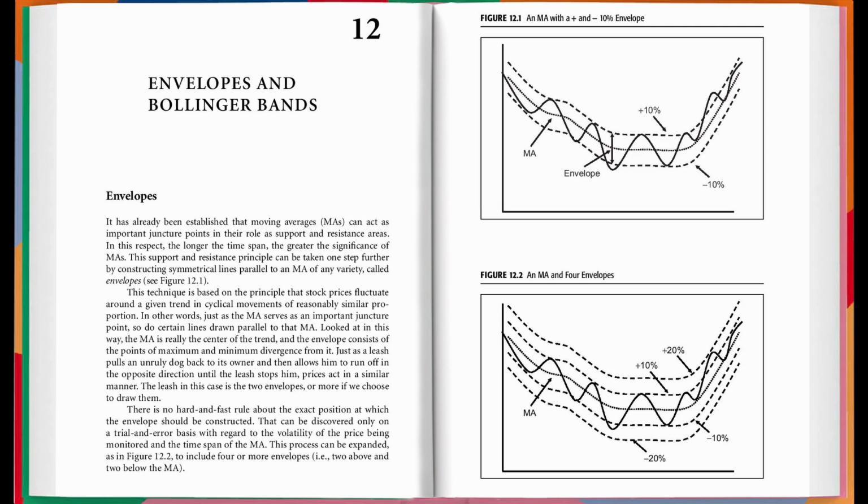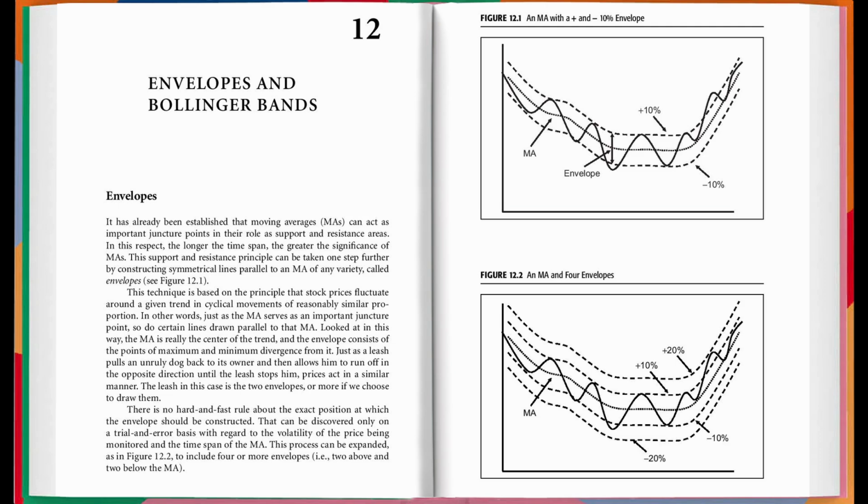This technique is based on the principle that stock prices fluctuate around a given trend in cyclical movements of reasonably similar proportion. In other words, just as the MA serves as an important juncture point, so do certain lines drawn parallel to that MA. Looked at in this way, the MA is really the center of the trend, and the envelope consists of the points of maximum and minimum divergence from it.